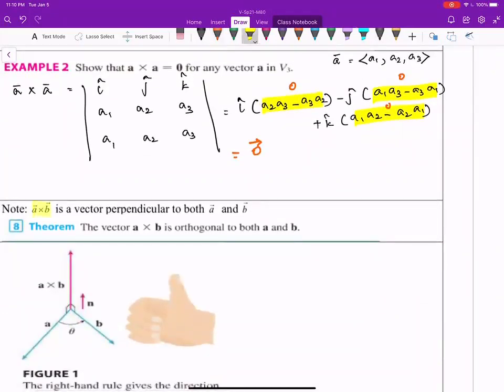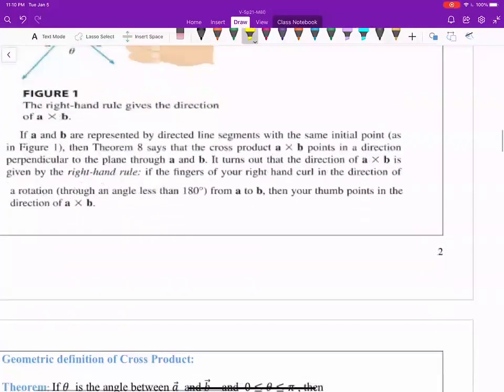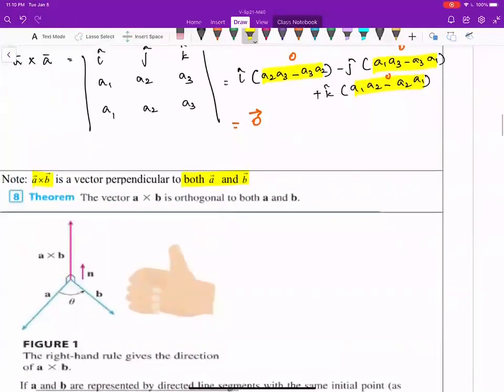Note, A cross B is a vector perpendicular to both A and B. So if you consider the cross product A cross B, it will be perpendicular to both A and B, and we can actually show this by doing the dot product: A dot A cross B would be 0, and B dot product with A cross B would also be 0.